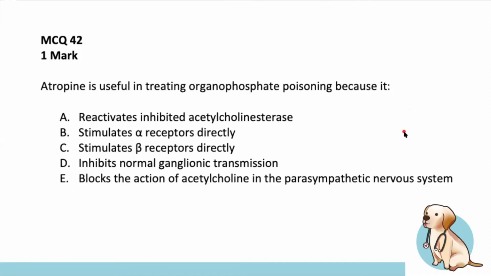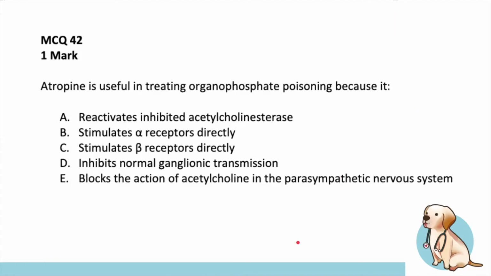And last one: atropine is useful in treating organophosphate poisoning because it does something. A bit of a clue: organophosphate poisoning gives you parasympathetic effects, so a lot of salivation, diarrhea, a lot of crying, or lacrimation, sorry. That's the kind of stuff you would see with that. So atropine, what could it do?